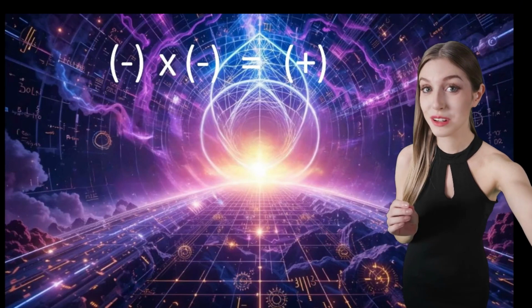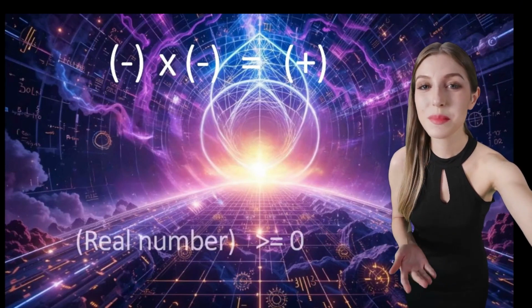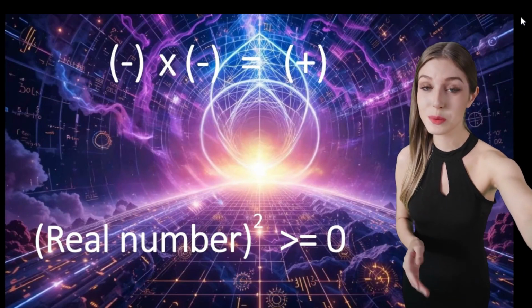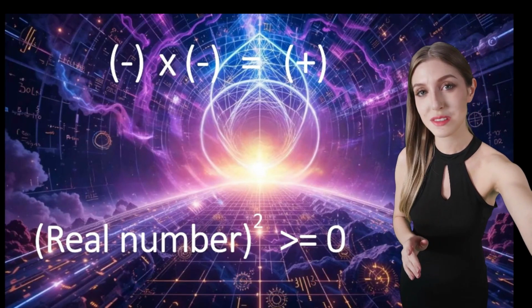With the proof that a minus number multiplied by a minus number becomes a positive number, that means the square of a minus number becomes positive. We also know that the square of a positive number becomes positive, and the square of 0 is 0, leading to the fact that the square of every real number is a positive number.